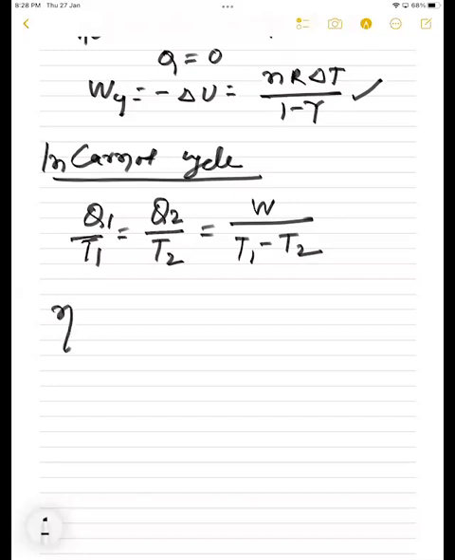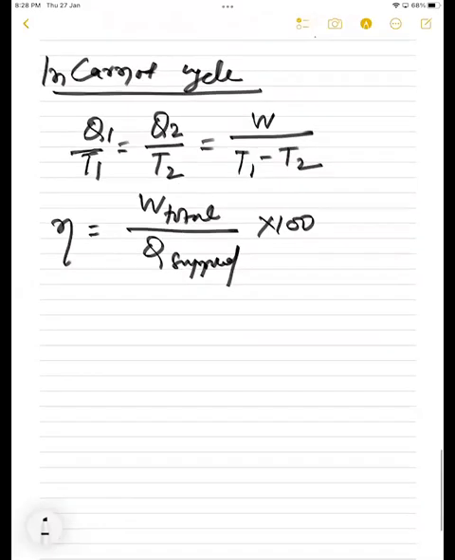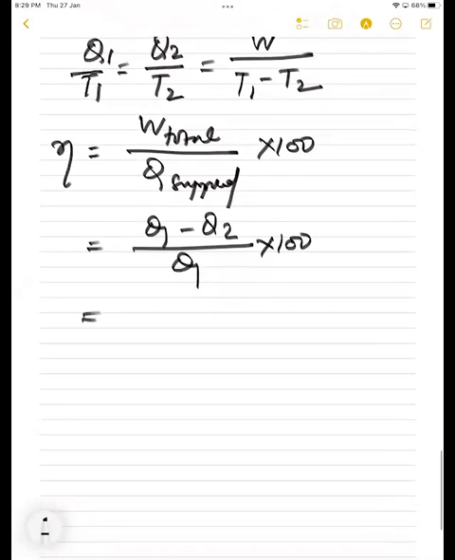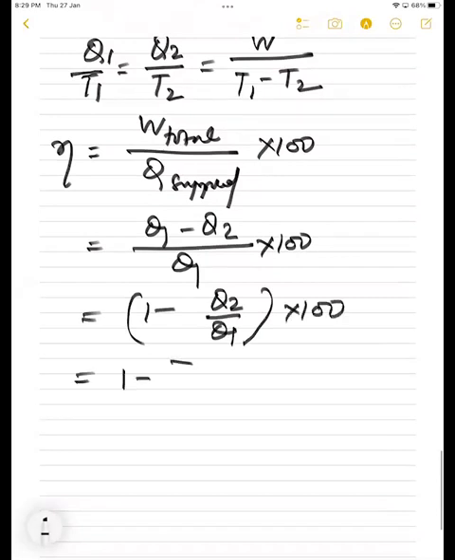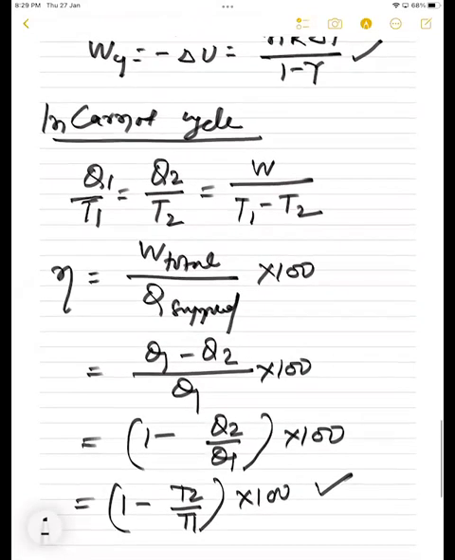So if you're finding the efficiency, then it will be how much? The total work done divided by Q supplied, into 100. And that is nothing but Q1 minus Q2 divided by Q1 into 100, right? So that is equal to 1 minus Q2 by Q1 into 100, correct? That is equal to 1 minus T2 by T1 into 100, because Q2 by Q1 is equal to T2 by T1. In this way also you can find the efficiency of the Carnot cycle, correct?